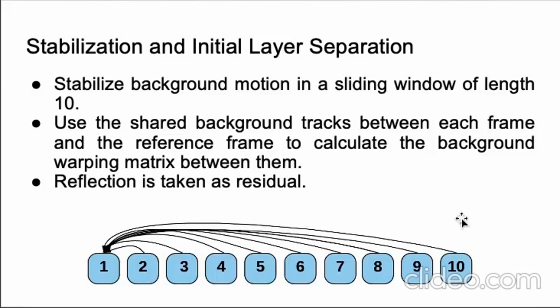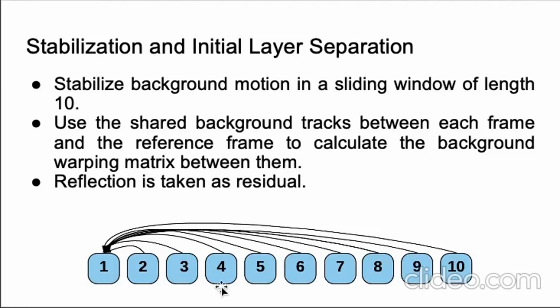The next step after clustering is motion stabilization and initial layer separation. After clustering, we already know which tracks belong to the background and which tracks belong to the reflection. This is represented in the warping matrix. A warping matrix represents the motion from one frame to another.